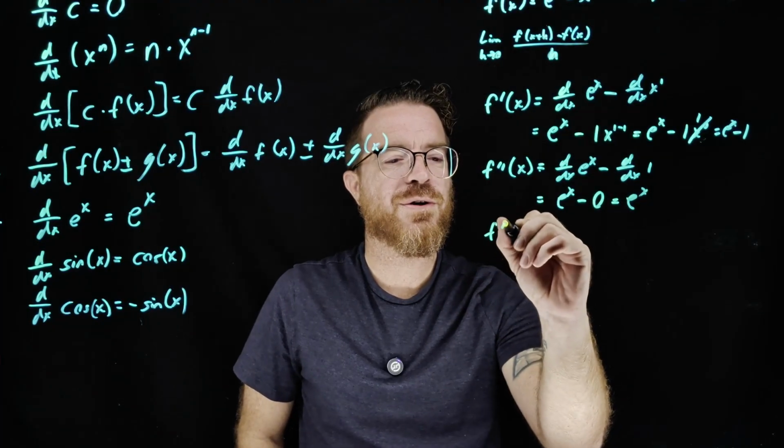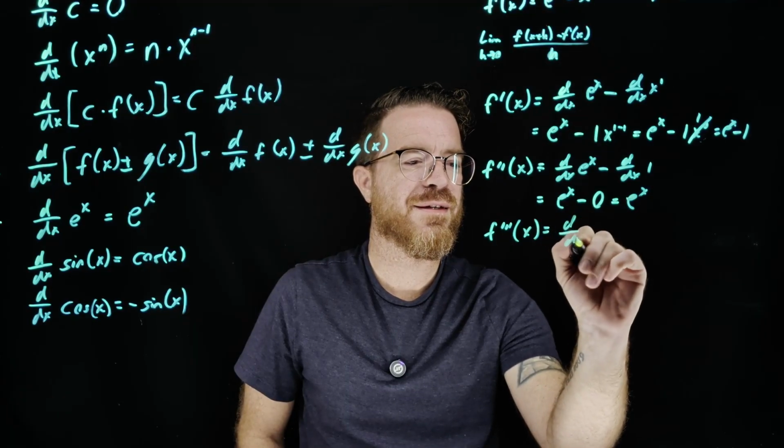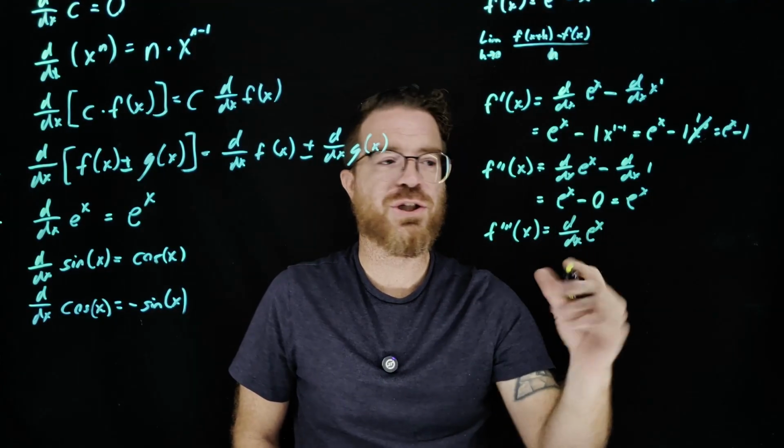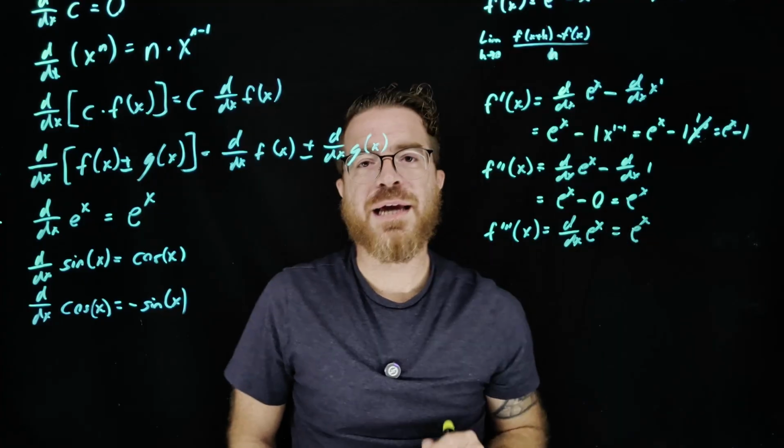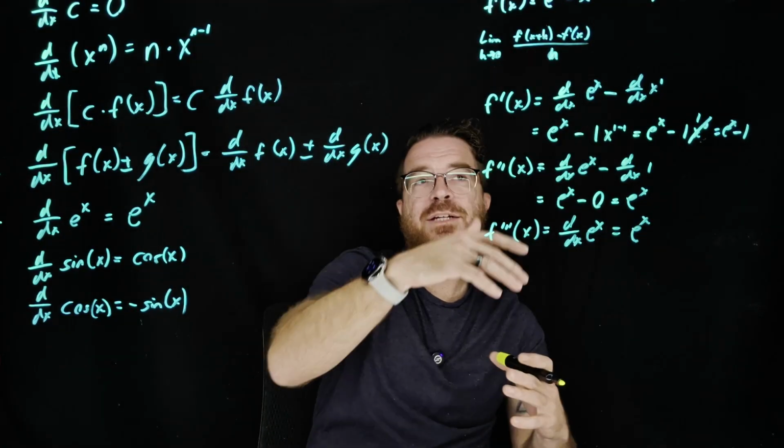And then if I take my third derivative, I'm going to take d dx of e to the x, which is just going to be e to the x. And just like we talked about previously, what happened with my original function as I took the derivative?